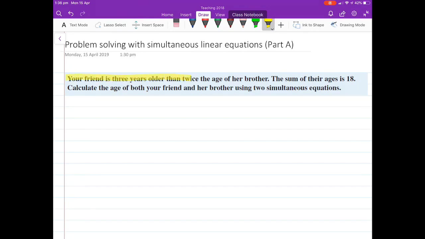The first equation is going to come from here. The second equation is going to come from here. Now for my two variables, my y and my x, I'm going to let y be the friend's age, and I'm going to let x be the brother's age.